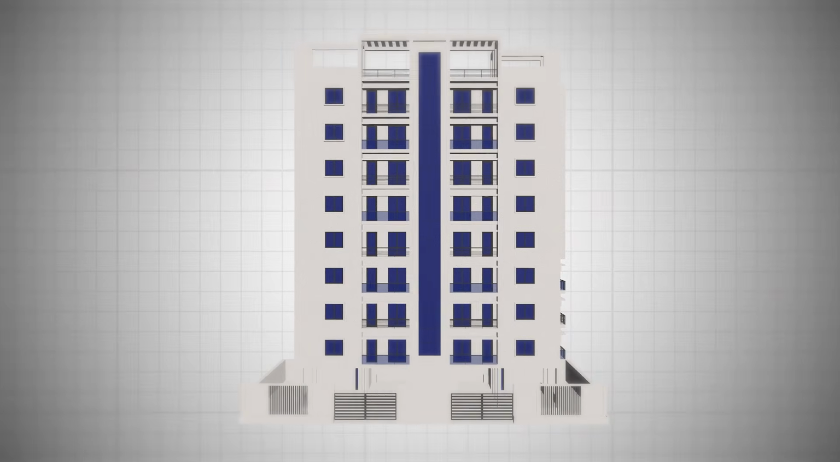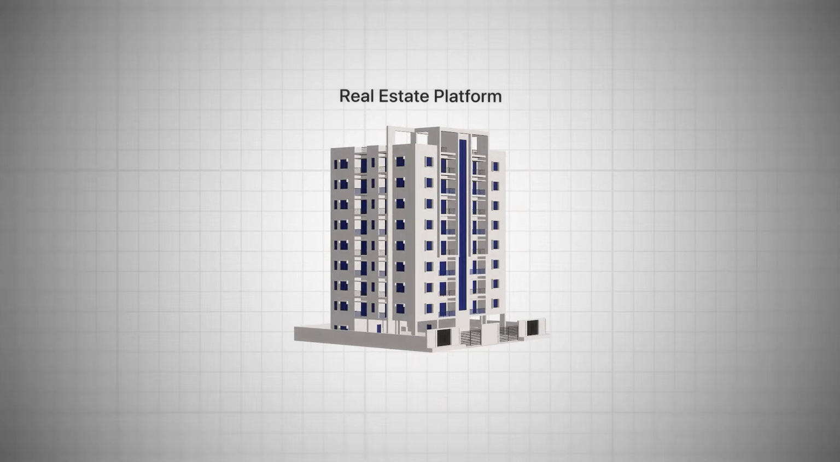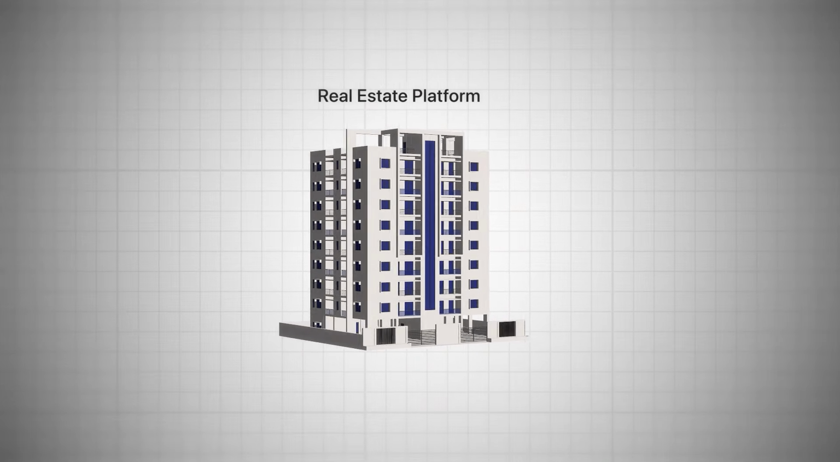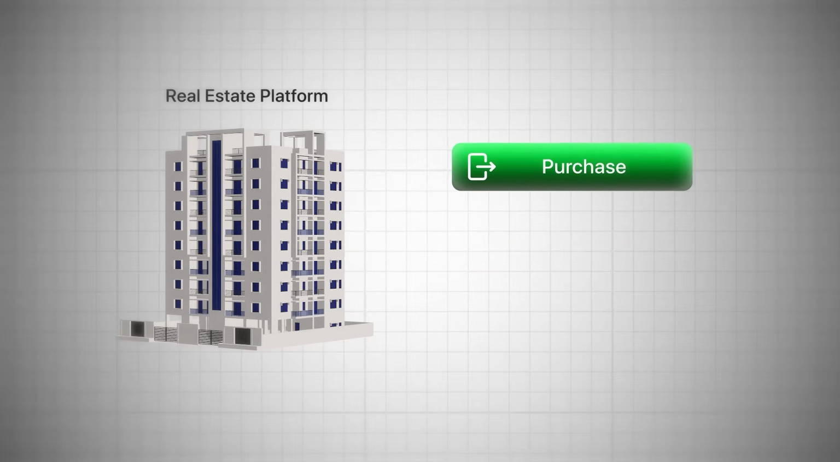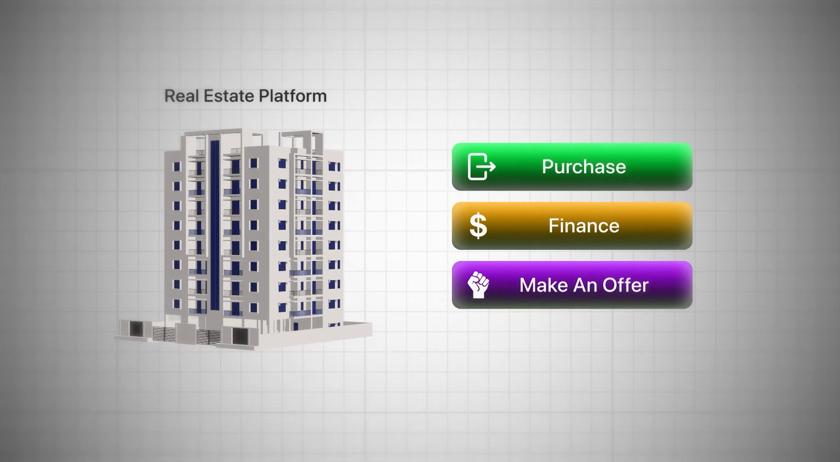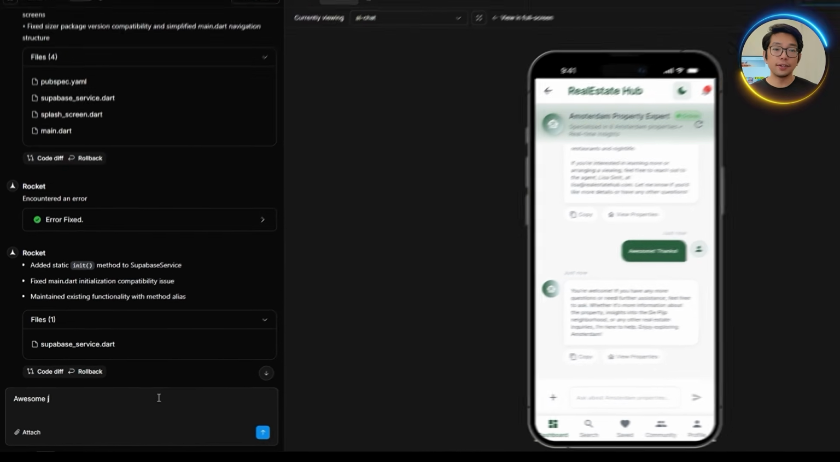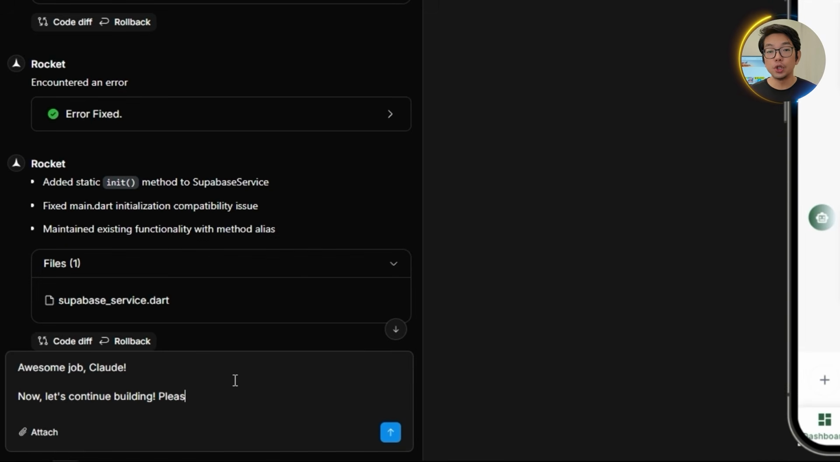Right now, I want to take the app beyond just browsing and chatting about properties. Because if this is really going to feel like a full real estate platform, it should also support our users when they're actually making those big decisions like buying, financing, or making offers. So our next step is to build out a dedicated buyer services feature. And this section here is where people can explore options that make purchasing or renting a property a lot easier.